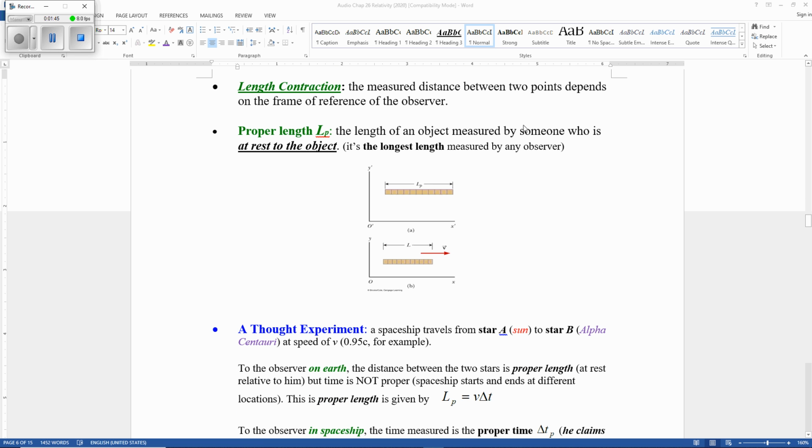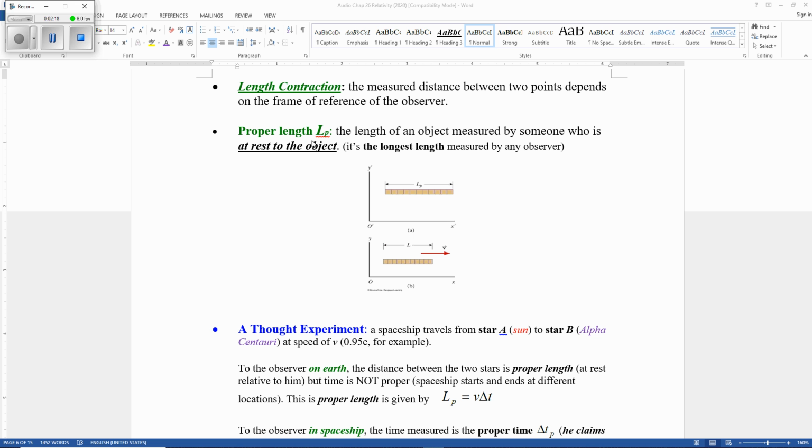Now the second conclusion from special relativity is the length contraction. Time dilation, time becomes longer, and length contraction, length becomes shorter. So length contraction is that the measured distance between two points depends on the frame of reference.